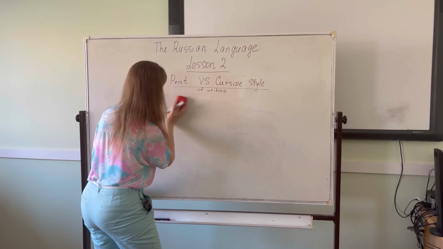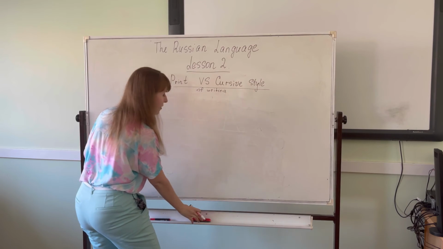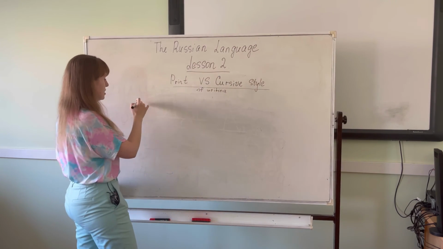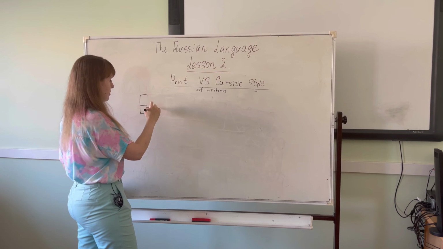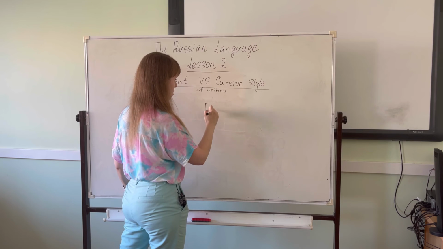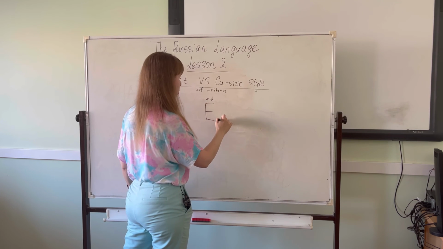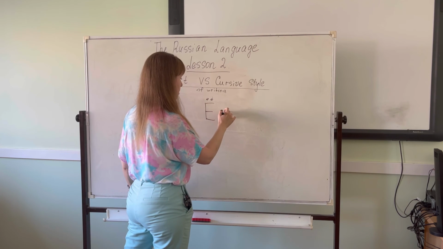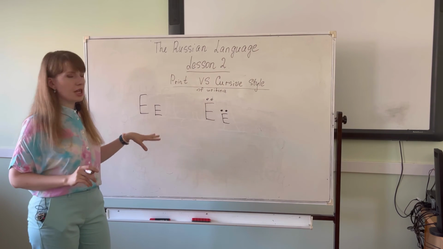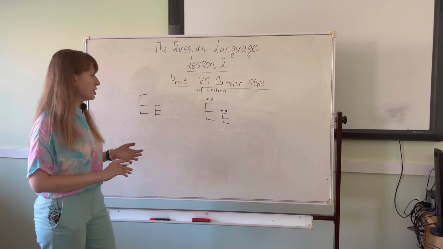So, I will give you the next two letters together, just to keep you engaged, because it's very easy. These letters are E and Yo. I want to remind you about the pronunciation. I hope you've already learned it.